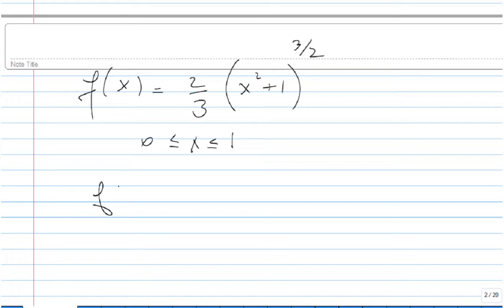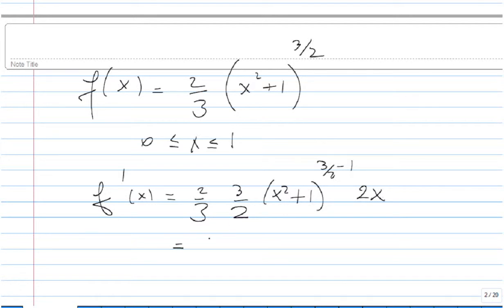So first we need to find f prime of x. This is 2/3, and then we take the derivative of x squared plus 1 to the power 3/2. We use the chain rule. So we have 3/2 times x squared plus 1 to the power 3/2 minus 1, times the derivative of x squared plus 1, and that's 2x. So 2/3 times 3/2 is 1. So x squared plus 1 to the power 3/2 minus 1 is 1/2. And then we have 2x. In other words, 2x times the square root of x squared plus 1.